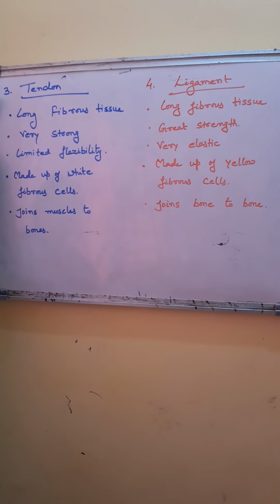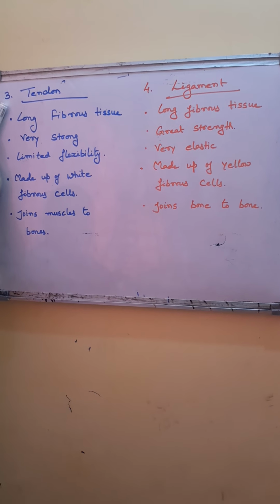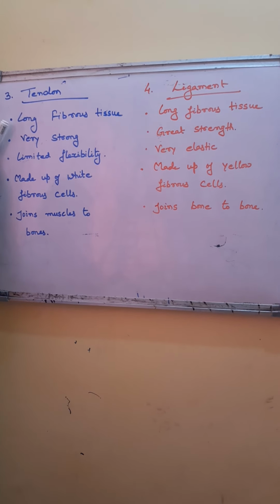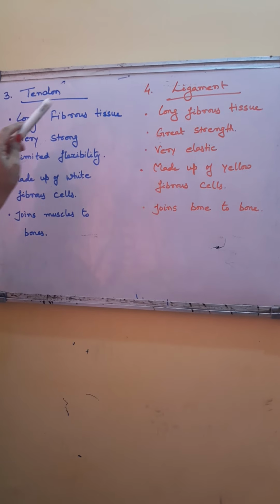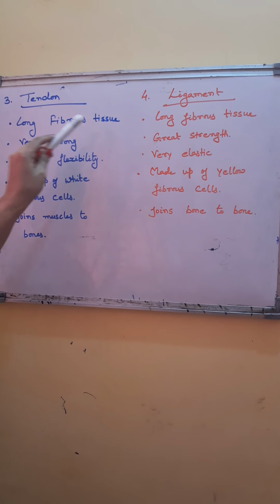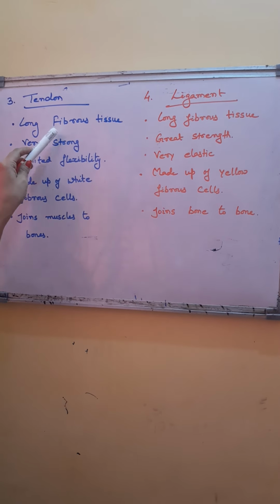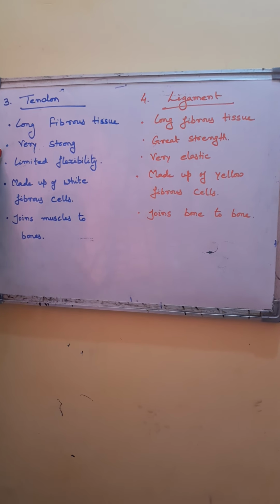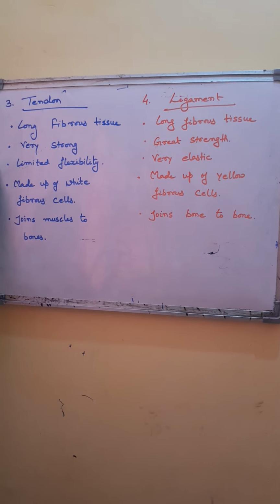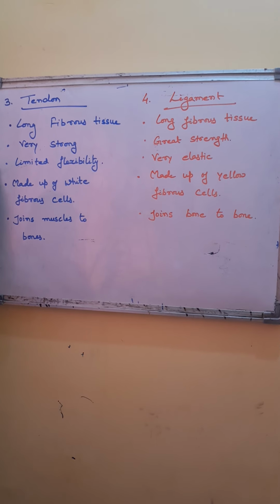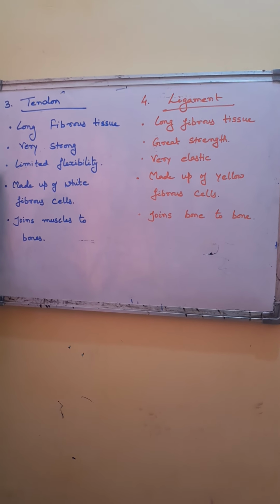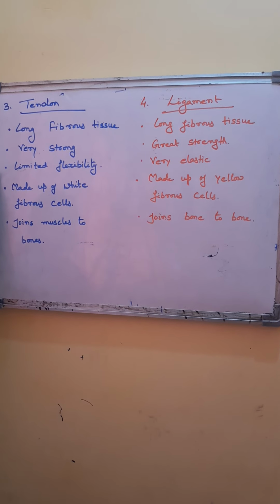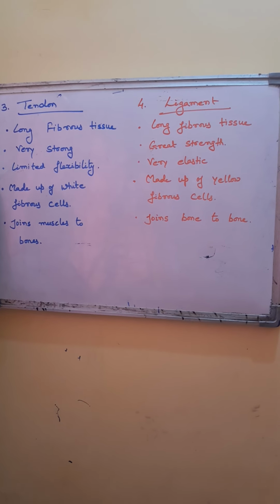The next tissue is tendon. Tendon is made up of long fibrous cells. So it is a long fibrous tissue. It is a thread-like tissue. It is very strong in nature but has limited flexibility. So the tendons are almost non-flexible, with very much strength.